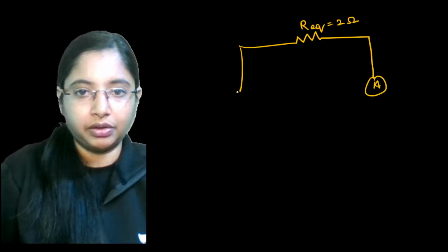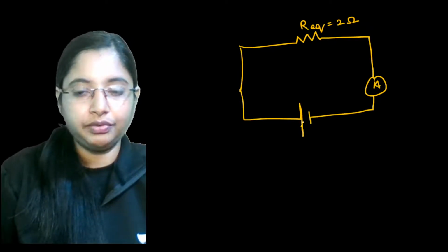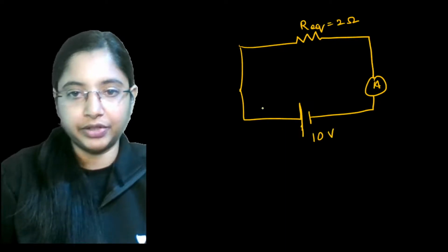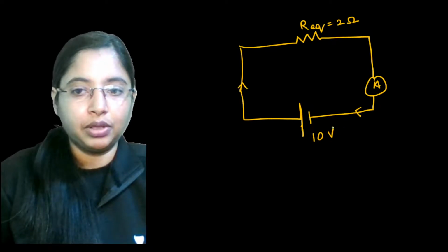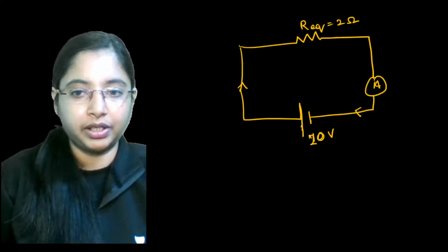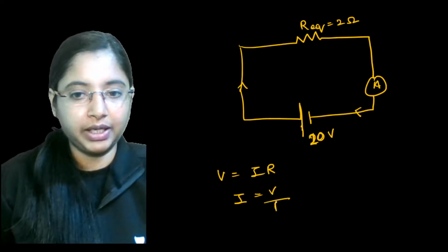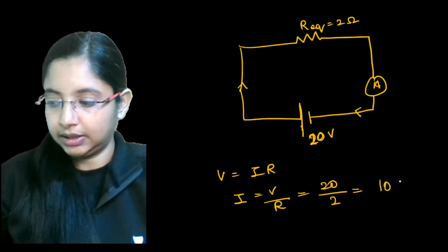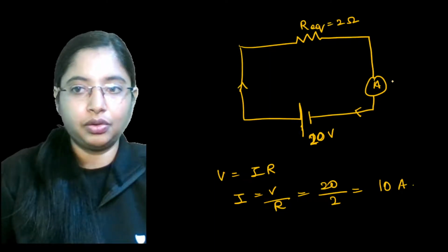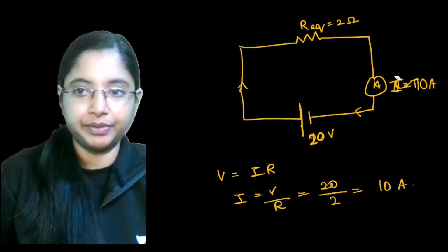Connected a meter across, right? And across here we have a 10 volts battery, right? This is the current flowing through the circuit. Okay, and now from here, let's say this is actually a 20 volts battery. Now from here we know V is equal to I into R, right? I is nothing but V by R. V is 20, R is 2. So current value will be 10 amps. So this meter will read a current value of 10 amps.